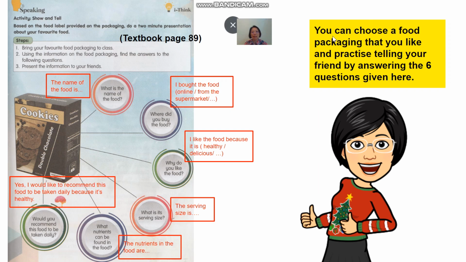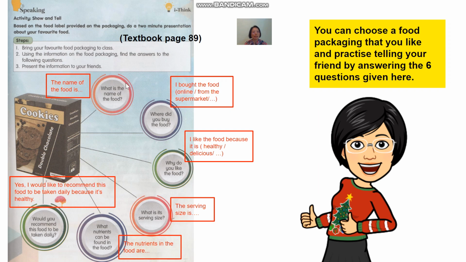Here it says you can choose a food packaging that you like and practice telling your friend by answering the 6 questions given here. Let's look at the steps. Step number 1, bring your favorite food packaging to class. Number 2, using the information on the food packaging, find the answers to the following questions. And lastly, number 3, present the information to your friends.